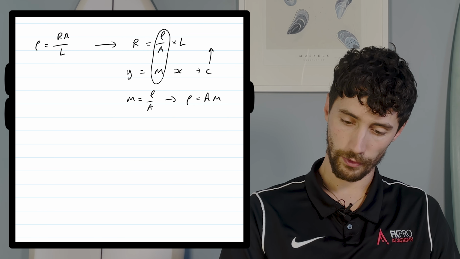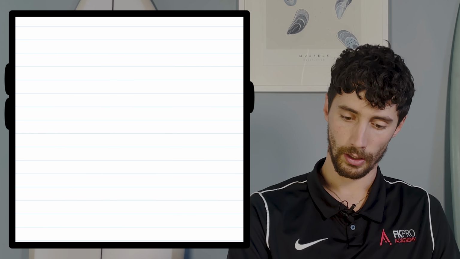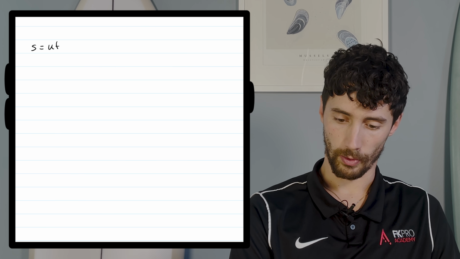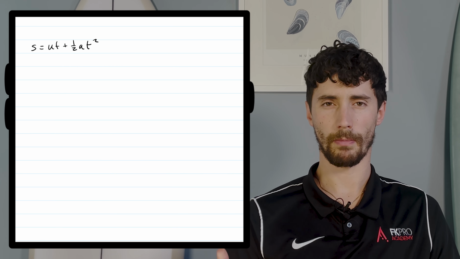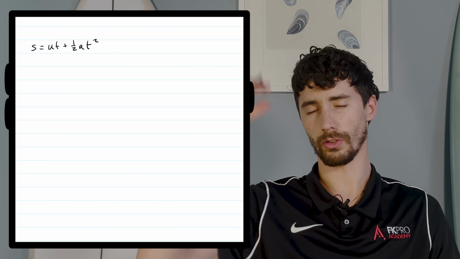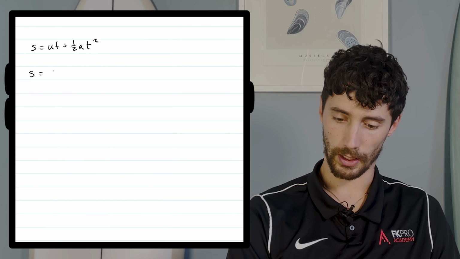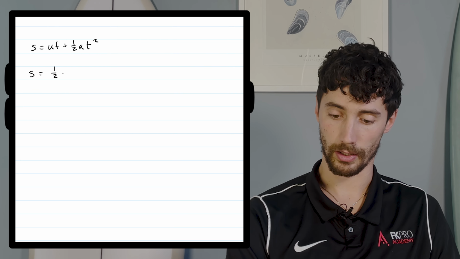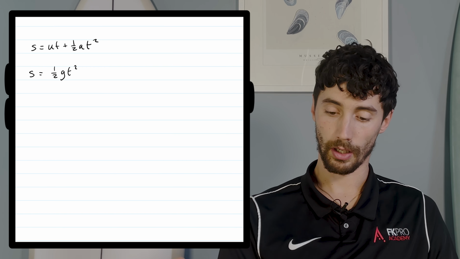For your free fall experiment, when you're calculating g, you start with this equation. Now we remember that when you're doing your free fall experiment, u is 0 and the acceleration is given by g. So we end up with this. Now this is slightly different.